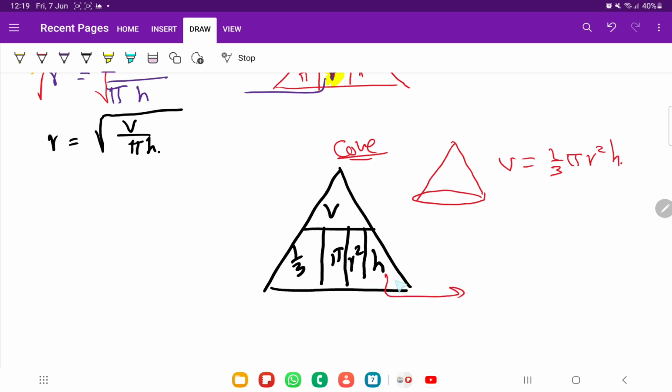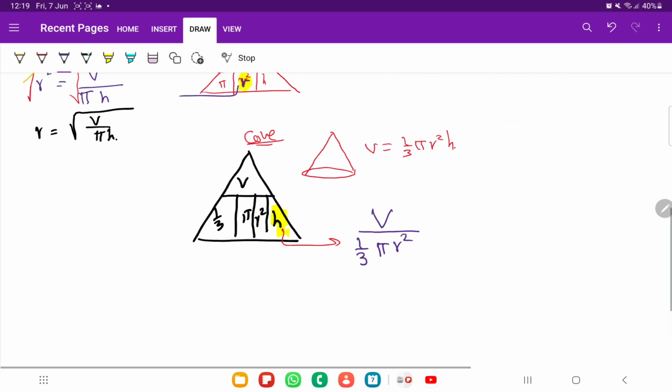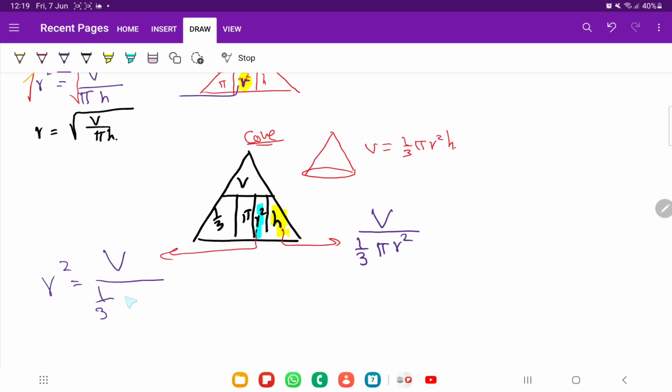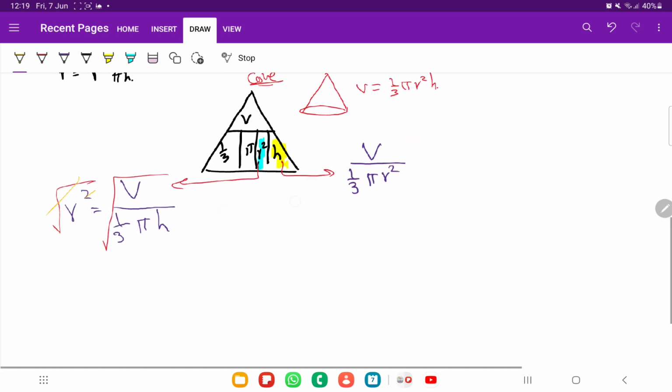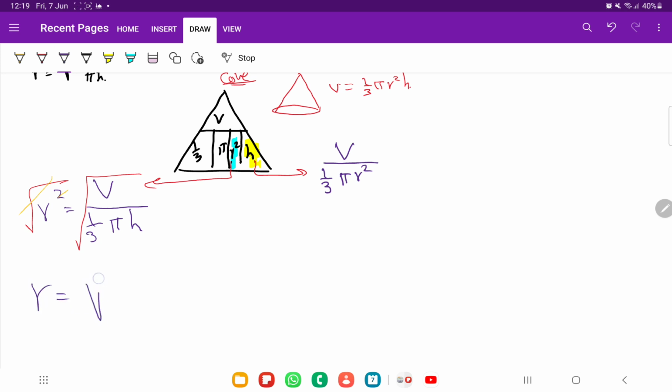If I want to find the height, same idea. You can do like this: volume over 1/3 pi r squared. Very good. And if you want to find the radius squared, let's highlight the radius squared now. So we can work like this: radius squared equals volume over 1/3 pi h. Again, square root left, square root right. What's gonna happen? Power 2 cancels the root, so it becomes radius equal square root volume over 1/3 pi h. Very good. This is for the cone.